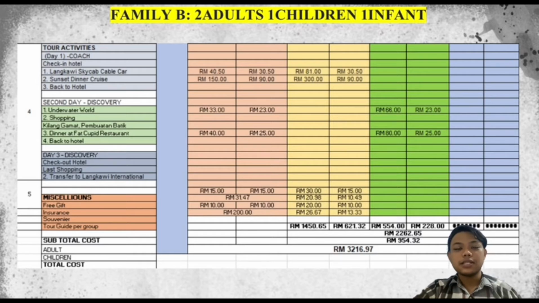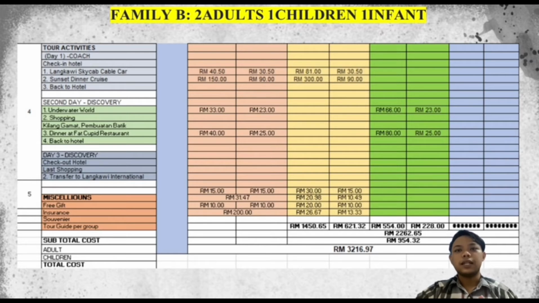Okay, the last one is for miscellaneous. The miscellaneous we have free gift, insurance, souvenir, and tour guide per group. The rate for free gift is 15 ringgit for adult and 15 ringgit for children. The insurance rate is 3,147 ringgit. For the souvenir, the rate is 10 ringgit for adult and 10 ringgit for children. And the rate of tour guide per group is 200 ringgit for both of it.